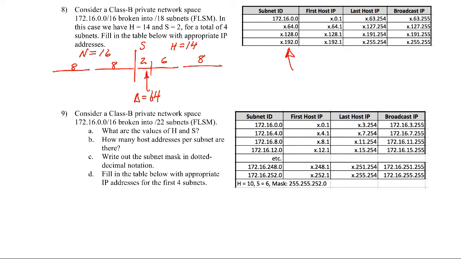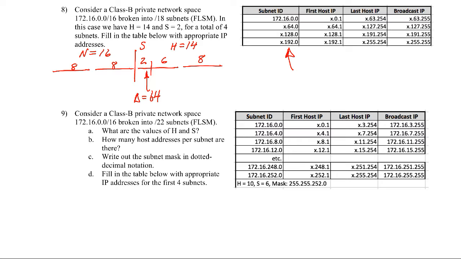And you can see there are a lot of IP addresses in each of these. As a matter of fact, we have 64 slots here and 256 in each of those 64. So 256 times 64 is 2 to the 8th times 2 to the 6th, or 2 to the 14th, which is H. Okay? So that's how you do that.